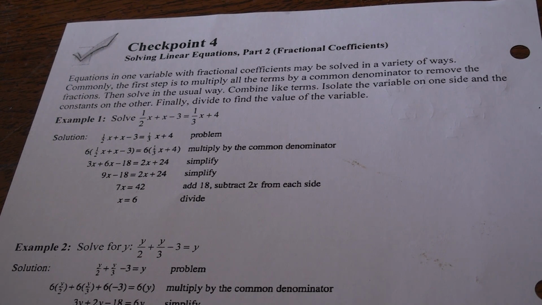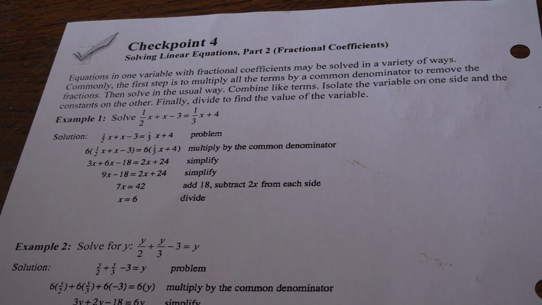Combine your like terms, isolate the variable on one side and the constants on the other. Finally, divide to find the value of the variable. Example number 1. Solve 1/2 x plus x minus 3 equals 1/3 x plus 4.